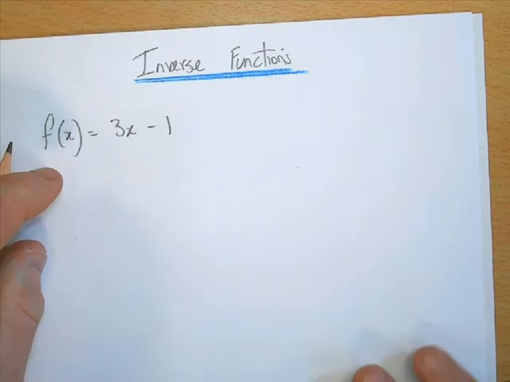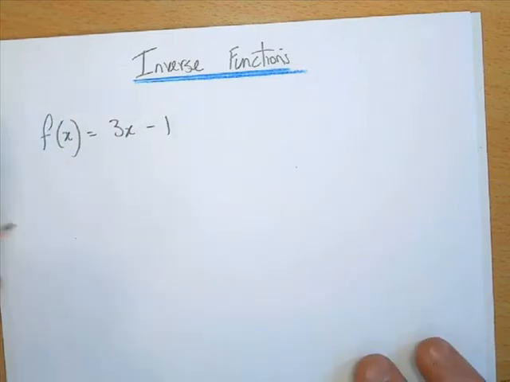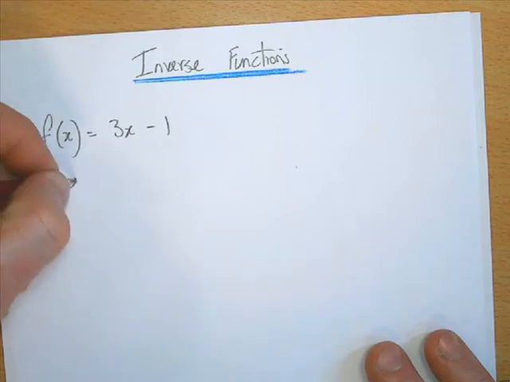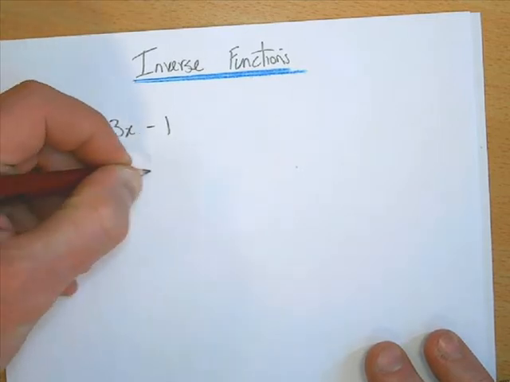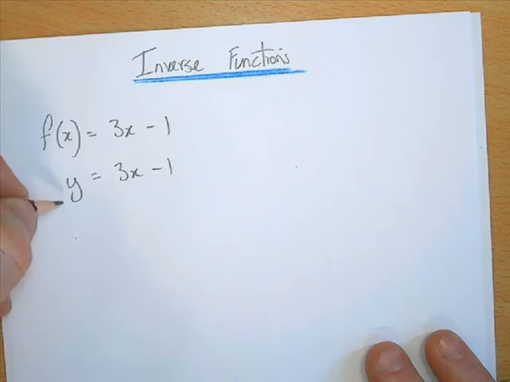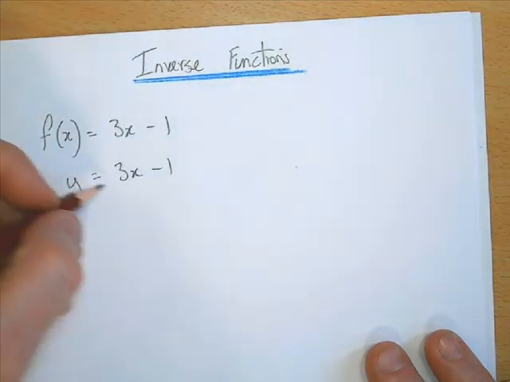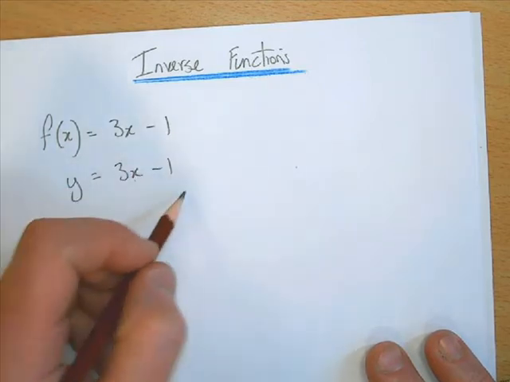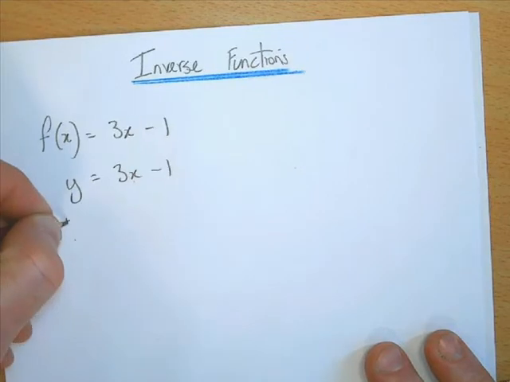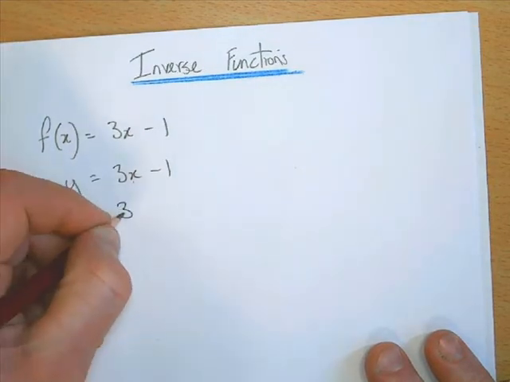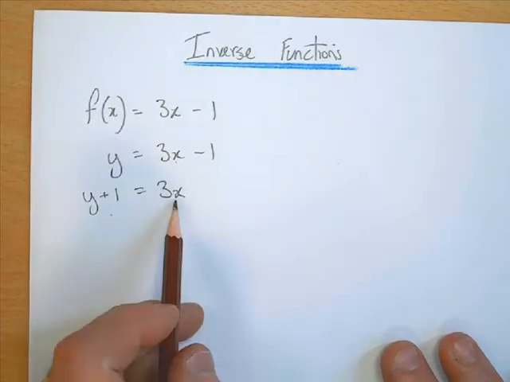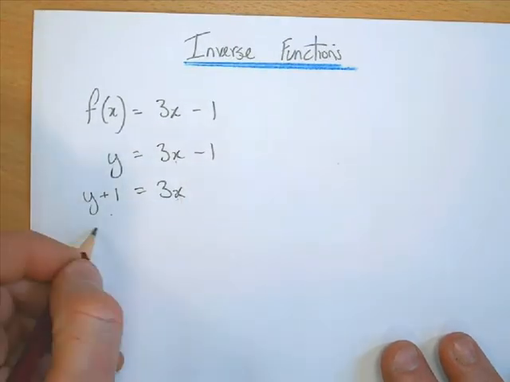Now, to work out the inverse of that function, the best thing to do is to first of all, instead of using f of x, just use y equals 3x minus 1. It's just easier to write and use y instead of f of x. So we want to make x the subject to find the inverse function. We bring the minus 1 onto the other side, which makes it a plus 1. Once you've done that, you then want to get x on its own, so we divide now by 3.